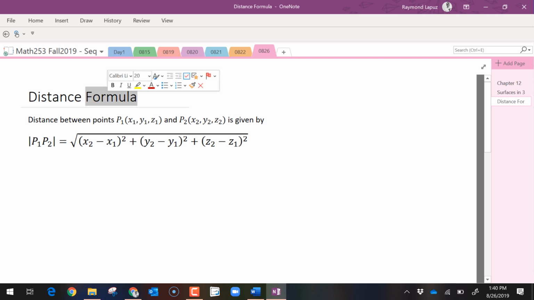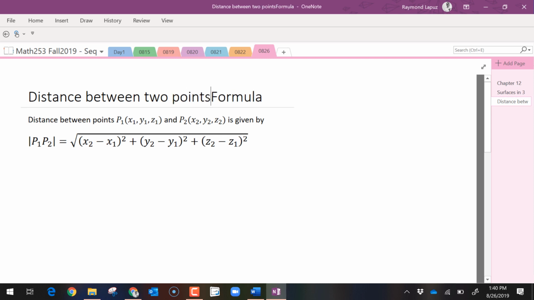There's going to be many distances between two things that we're going to study, so I'm sorry, I'm going to change this from distance formula to distance between two points formula. Because later on we're going to be looking for distances between two planes, between two lines, and all kinds of stuff. So in this case, we have a distance between two points. If your points are given by x1, y1, z1, and x2, y2, z2, then the distance between those two points is going to be this.